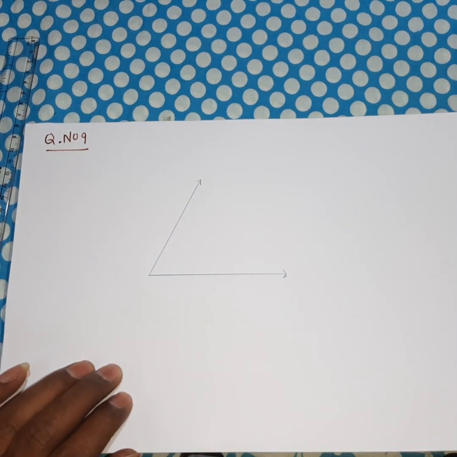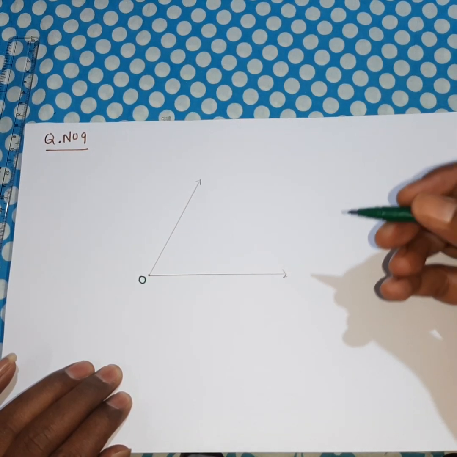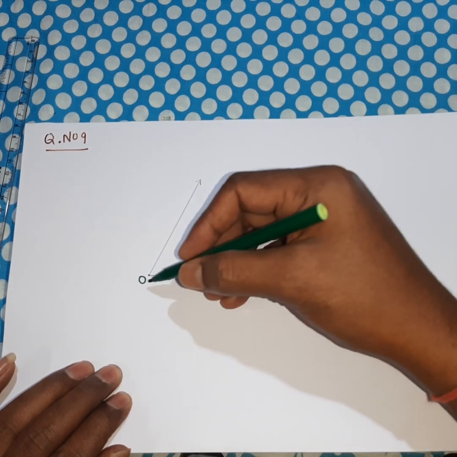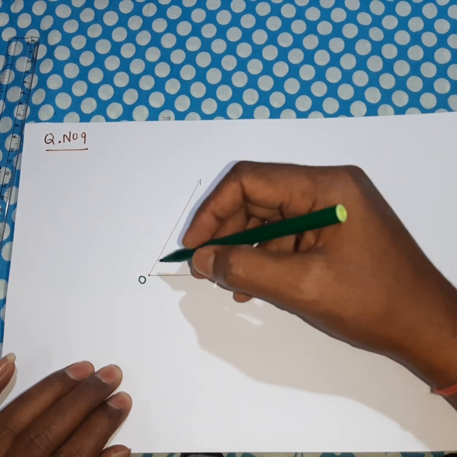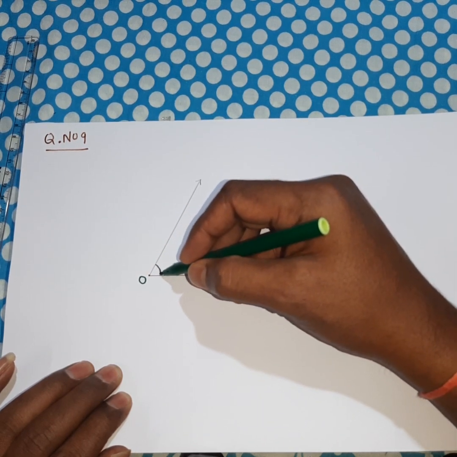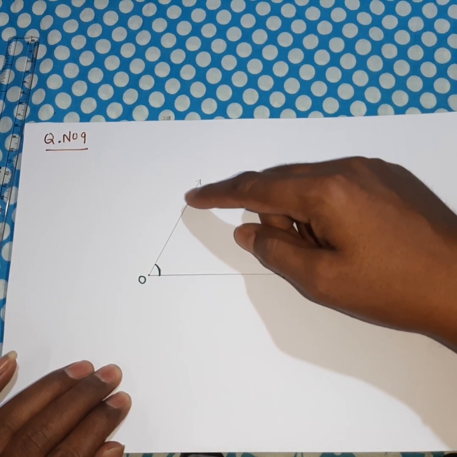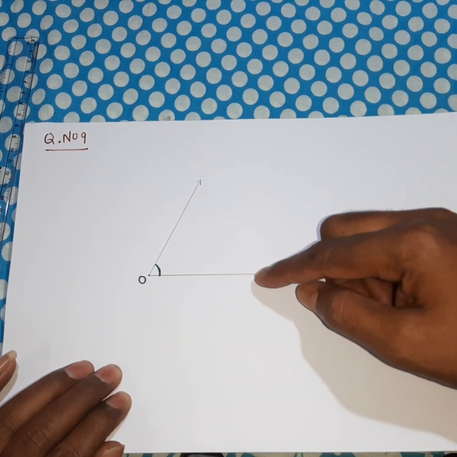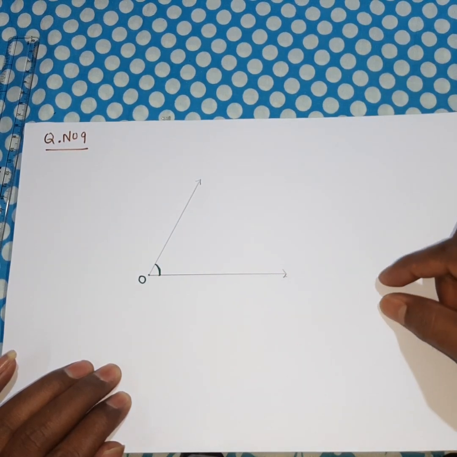So this is point O, the vertex O. This is one ray and this is one more ray. Two rays meeting at one point O is called an angle. Now we need to take two points A and B on these two rays. Point A on this ray and point B on this ray such that OA is equal to OB. Both lengths are equal.